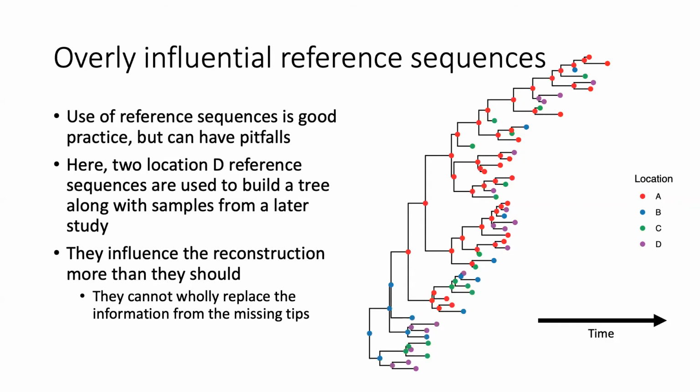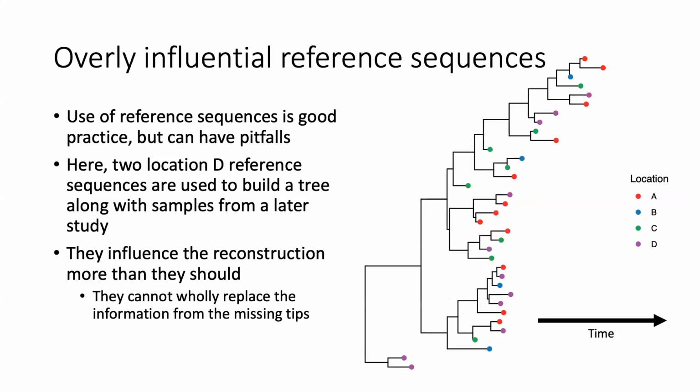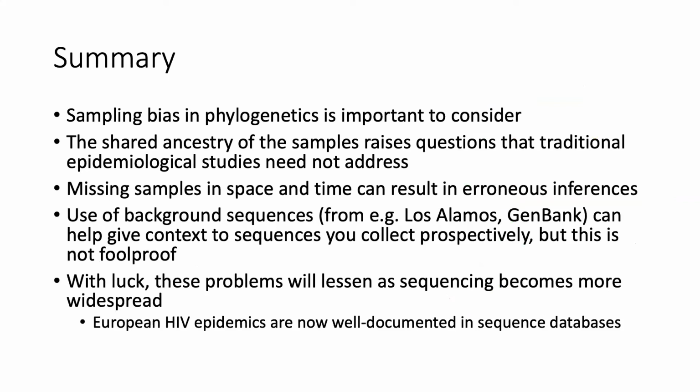So that's the reconstruction from the full tree, which is blue then red as the big backbone lineage of the tree. But if you were to just cut it so you had the tree that I said you have access to, then those tips are very influential, more than they should be. So in summary of this, sampling bias in phylogenetics is important to consider.